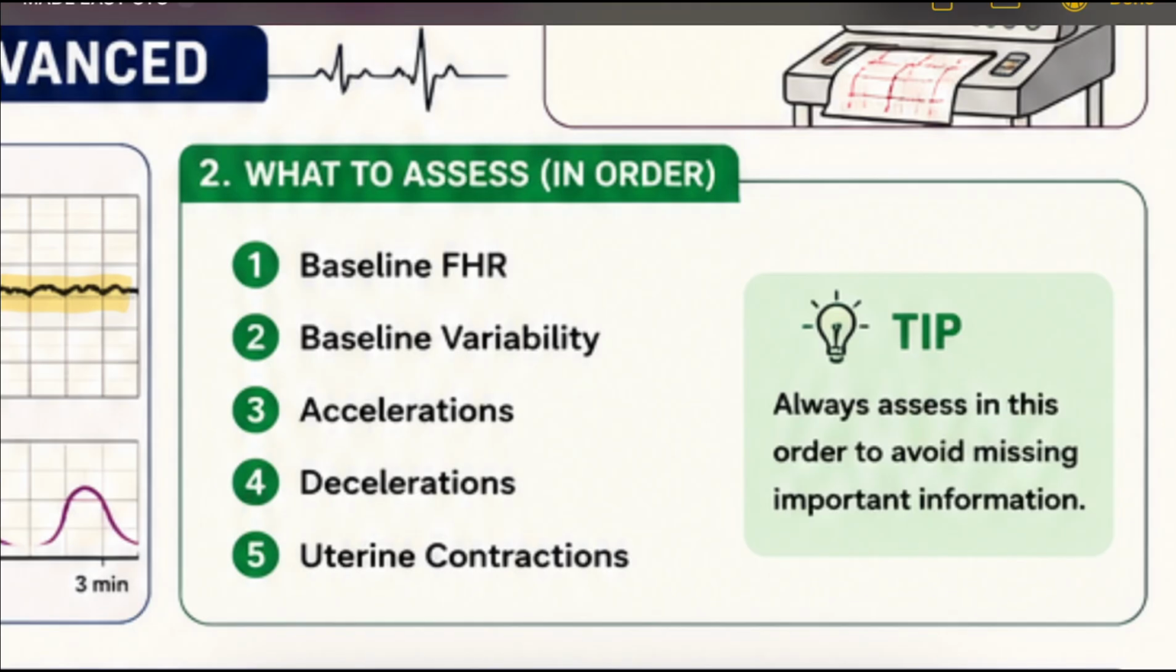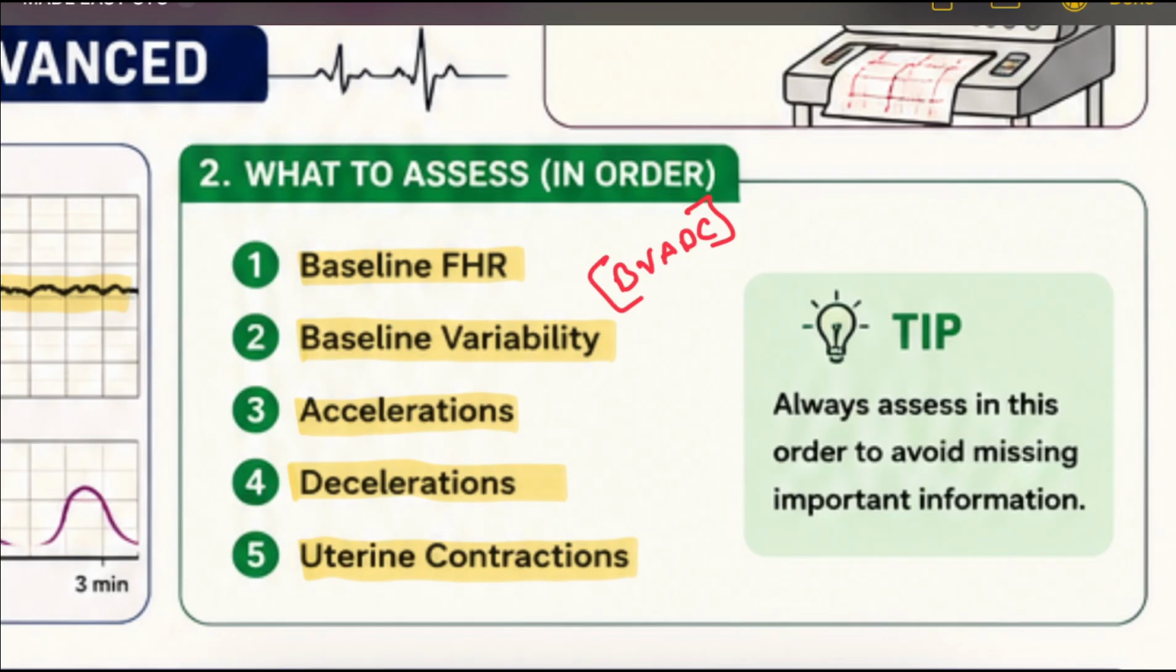So we have some golden steps to interpret CTG in order. First, check the baseline fetal heart rate. Next, go with variability, then acceleration, deceleration and uterine contractions. We will go step by step, so never change the order. If you can't remember this, I have one mnemonic, that we call BVADC. B means baseline, V means variability, A means acceleration, D means deceleration, and C means contractions. Always follow this order.